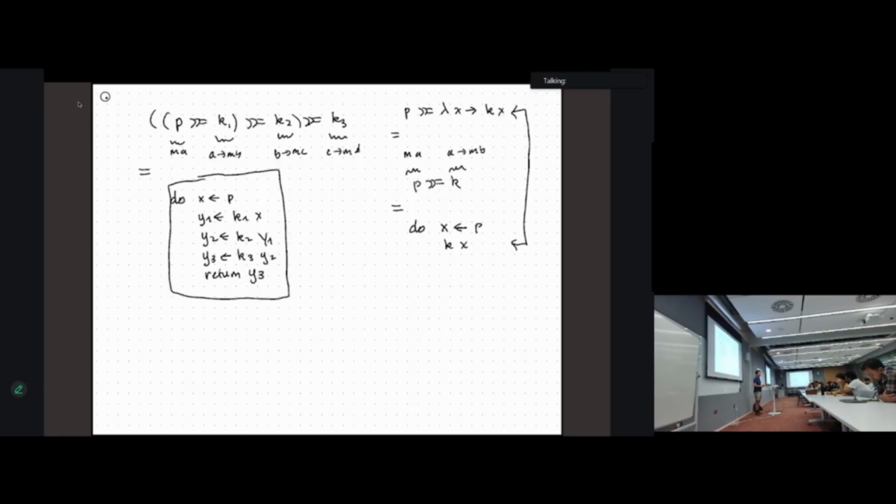Okay, anything else? So hopefully you get a feel for why that do notation is sensible, because nobody wants to write this in their right mind. You want to write something like this instead. And the translation between the two is entirely syntactic.